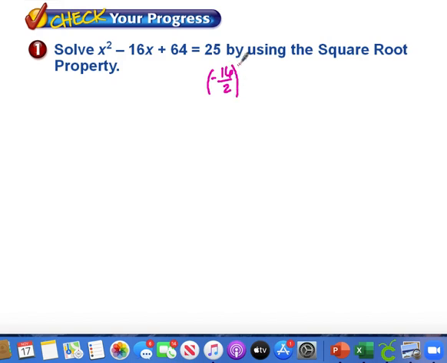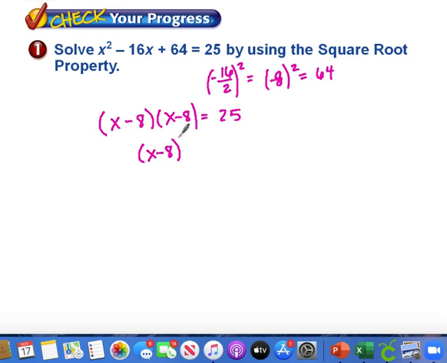So I'll take negative 16 divided by 2, which is negative 8. And negative 8 squared is 64. All right, so that means that this is going to factor, since this is a minus, into x minus 8, and x minus 8 is equal to 25, or it factors into x minus 8 squared equals 25. Once I have it in perfect square form, I can go ahead and square root both sides.